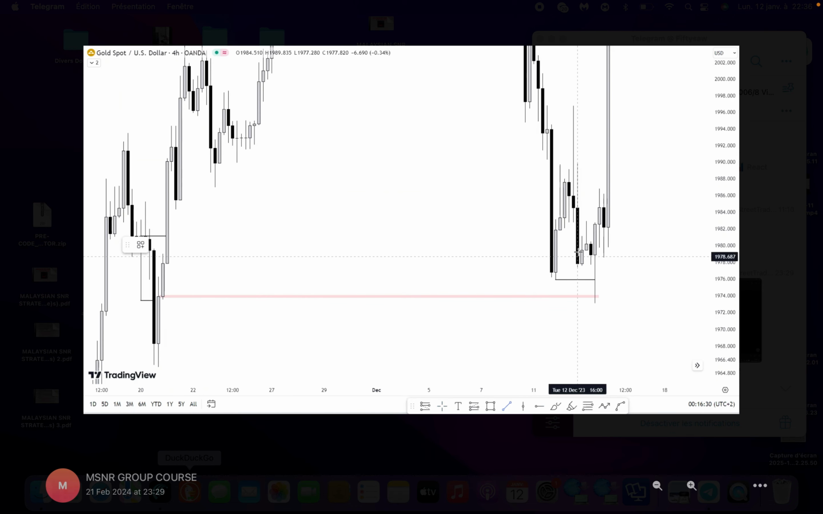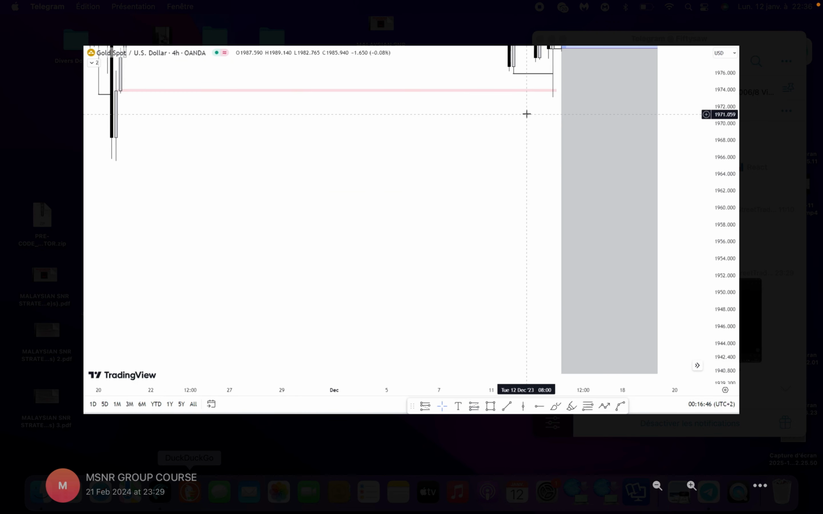Then after it rejects, what do you see? We have a sell and then a buy, right? Then you mark it up like that. This is your buy area. And then how do you take your entry? 30 pip stop loss, just like that.